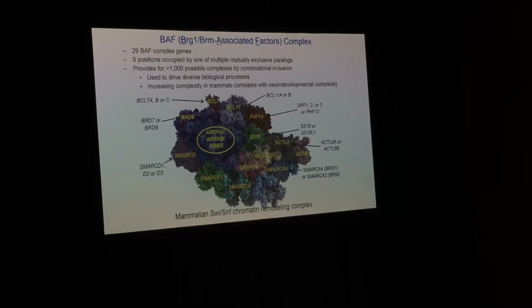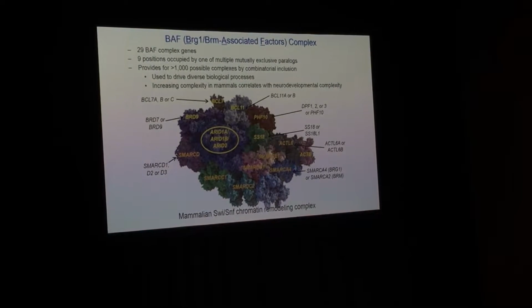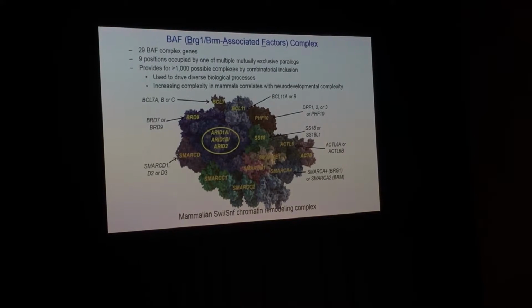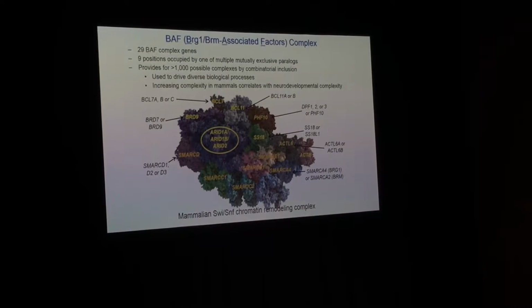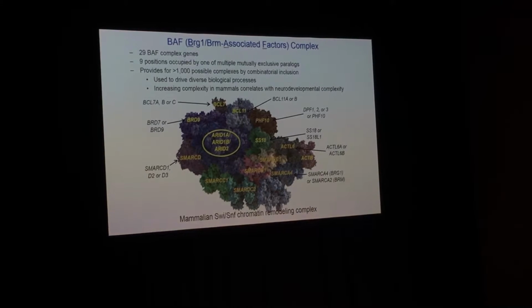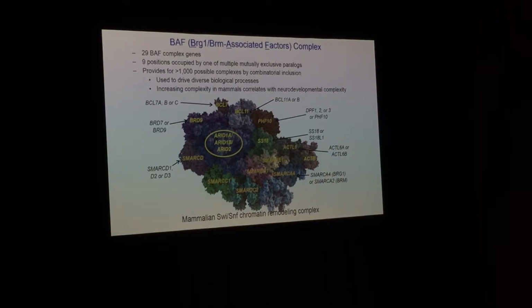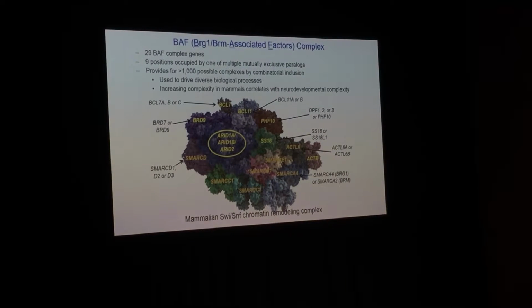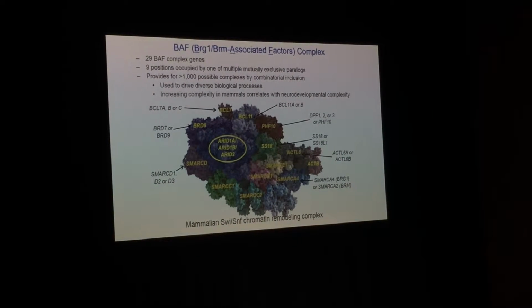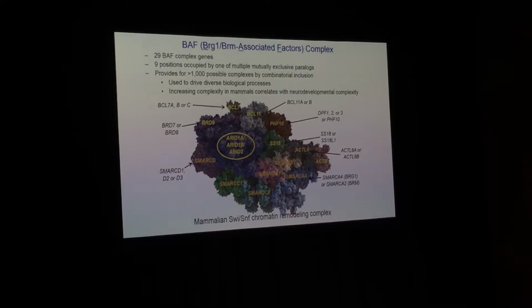So there are 29 BAF complex genes, and that's because there are 9 positions which can be occupied by one of a couple of mutually exclusive paralogs, and that provides, theoretically, for over 1,000 possible complexes by combinatorial inclusion. And this complexity allows biological processes to be driven specifically, and if we look evolutionarily, the increasing complexity of BAF complexes mirrors neurodevelopmental complexity. I point out here the 9 spots with the changes of the different paralogs, and we'll come back to that because it has a role to play in neural differentiation.